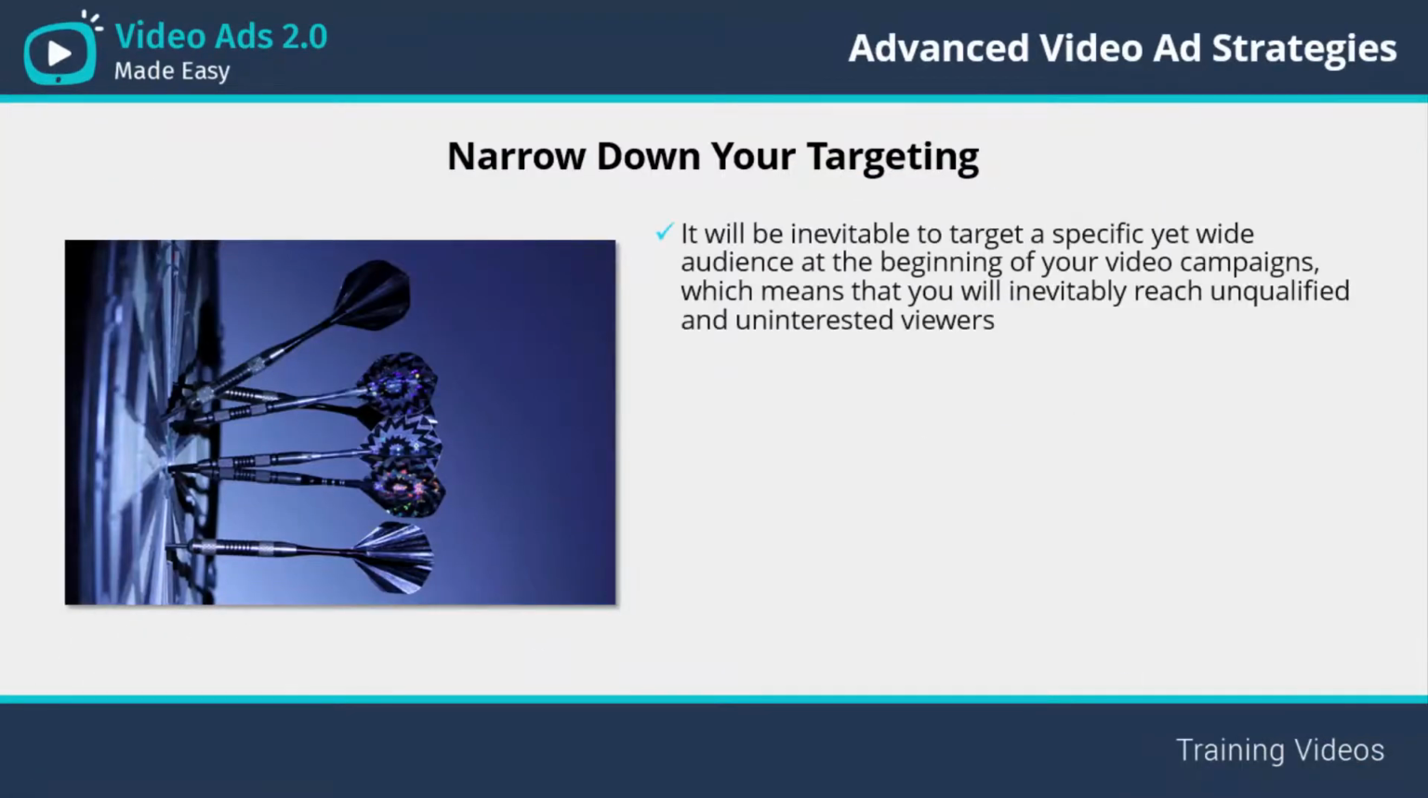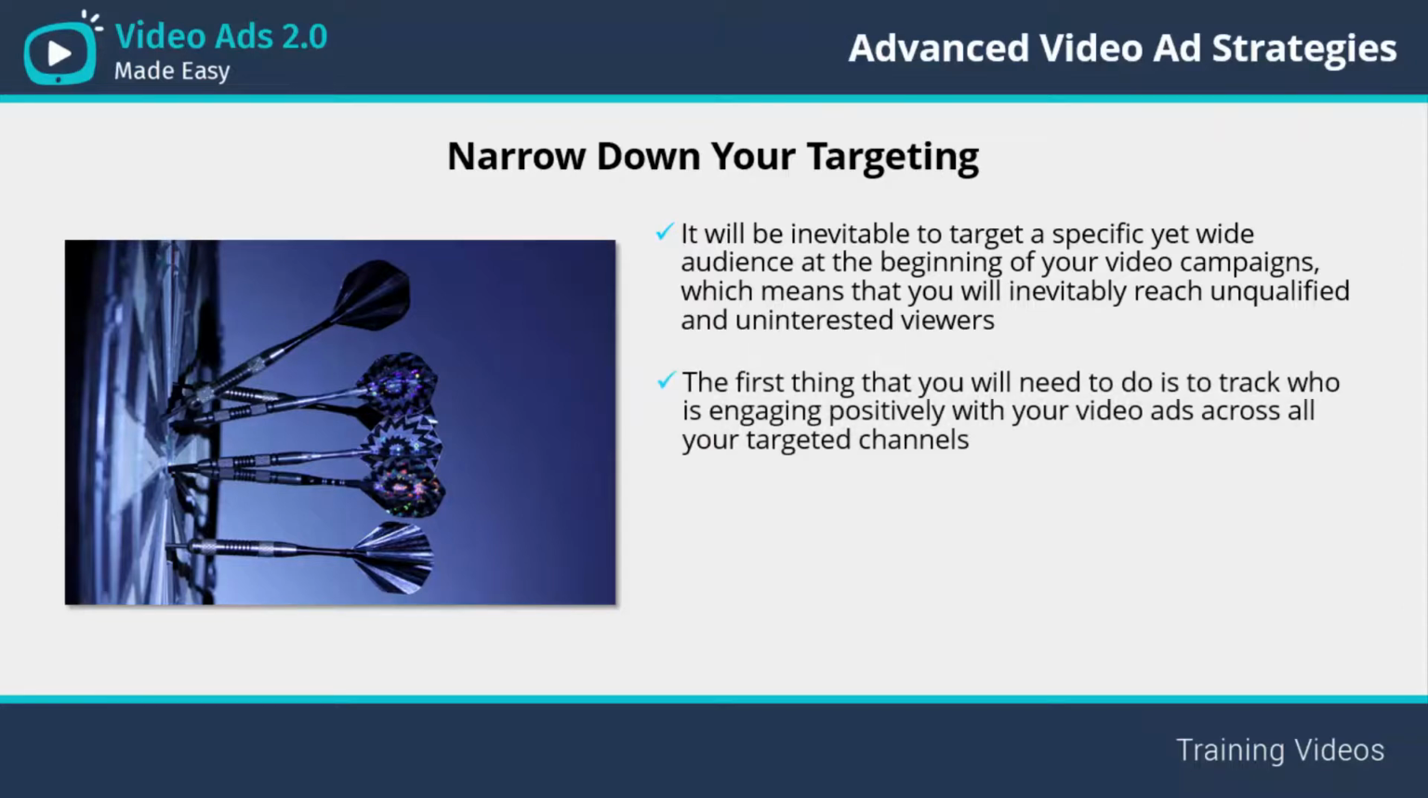Narrow down your targeting. It will be inevitable to target a specific yet wide audience at the beginning of your video campaigns, which means that you will inevitably reach unqualified and uninterested viewers. That is why the first optimization rule is to learn how to narrow your targeting. The first thing that you will need to do is to track who is engaging positively with your video ads across all your targeted channels, which means that you will have to take a granular look at your analytics.